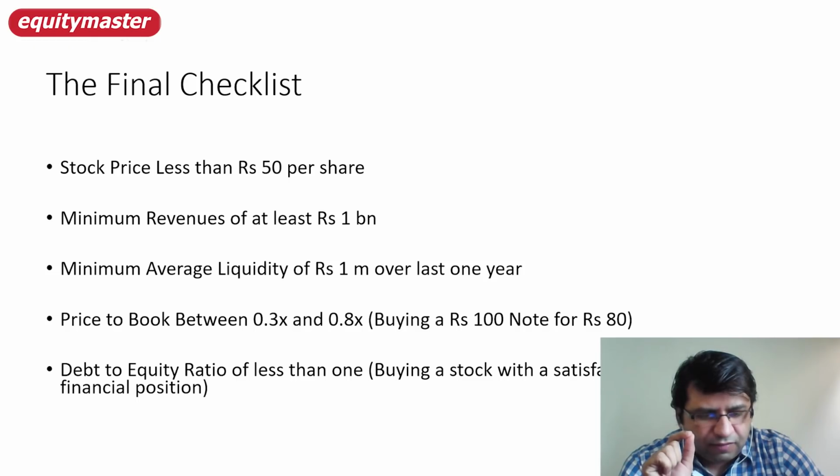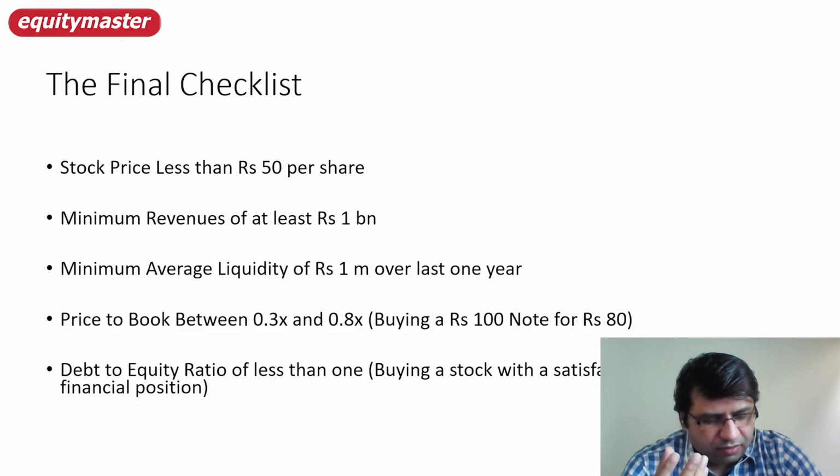Now this is the final checklist that I'll use to zero in on penny stocks. A penny stock is of course a stock which is priced at rupees 50 or less, so that will be one of the criteria. Now any company, I think, does not have a proven business model if it does not have a revenue of at least rupees 1 billion. So I'm going to leave out all the companies which have revenues of lower than rupees 1 billion, because I think it's impractical to invest in such companies.